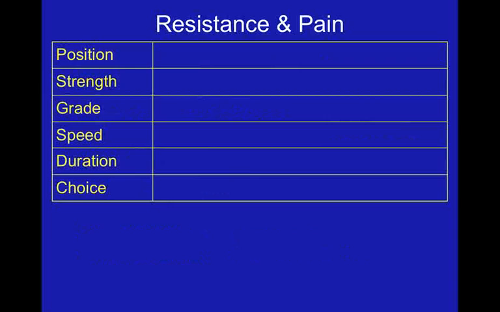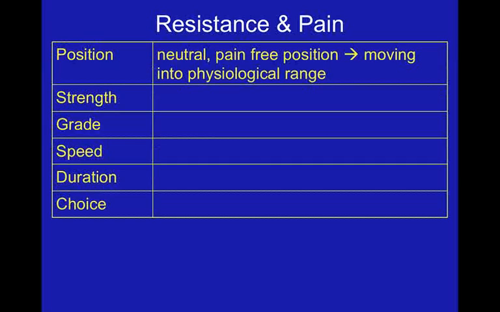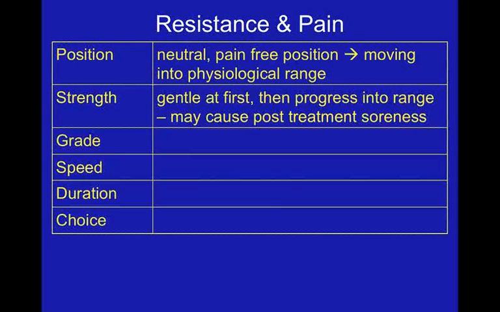Okay, so let's look at the parameters that we need to consider with this type of patient. So if we look first at position, we will see again you're still using the neutral pain-free position initially, but you can start to move just into the physiological range that is limited without really moving too far into that range, definitely not moving into the absolute limit of that physiological range. The strength now starts off gentle, but as you progress into the range, you may increase the strength, and you may cause some post-treatment soreness, which you will have to monitor and decide whether or not it is acceptable or not.